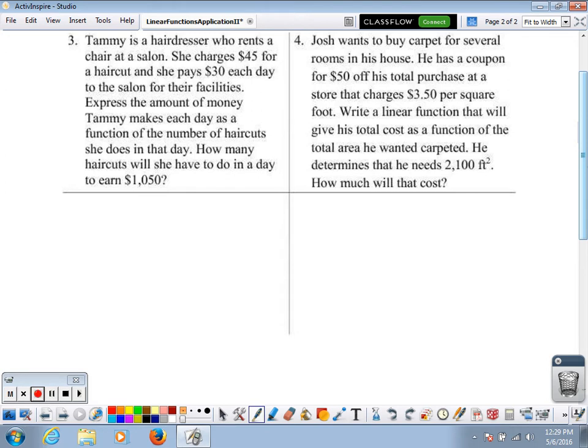Let's talk about the two things that are changing in this story. What two quantities are going to change in this story? Price is one, total price is one, and what else? Well, it's $50 off, and that $50 is not changing, it's constant. We're not changing what $50 is. $50 is $50. Alyssa? Very good. The area that he needs the carpet. So the two things in this story are the area of carpet, and we're going to spell carpet correctly, and the total cost.